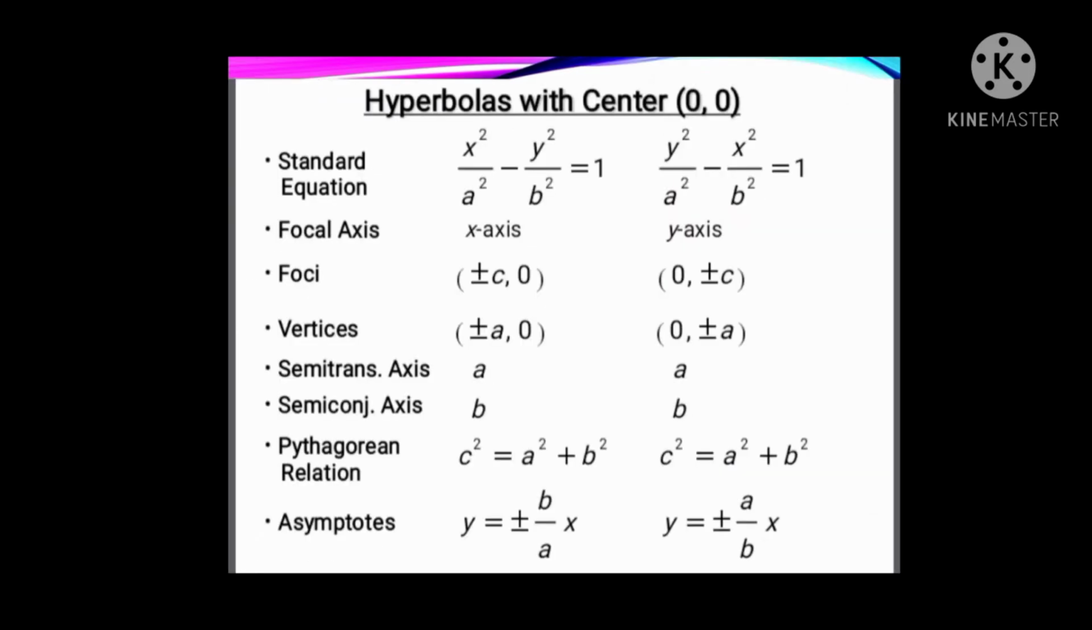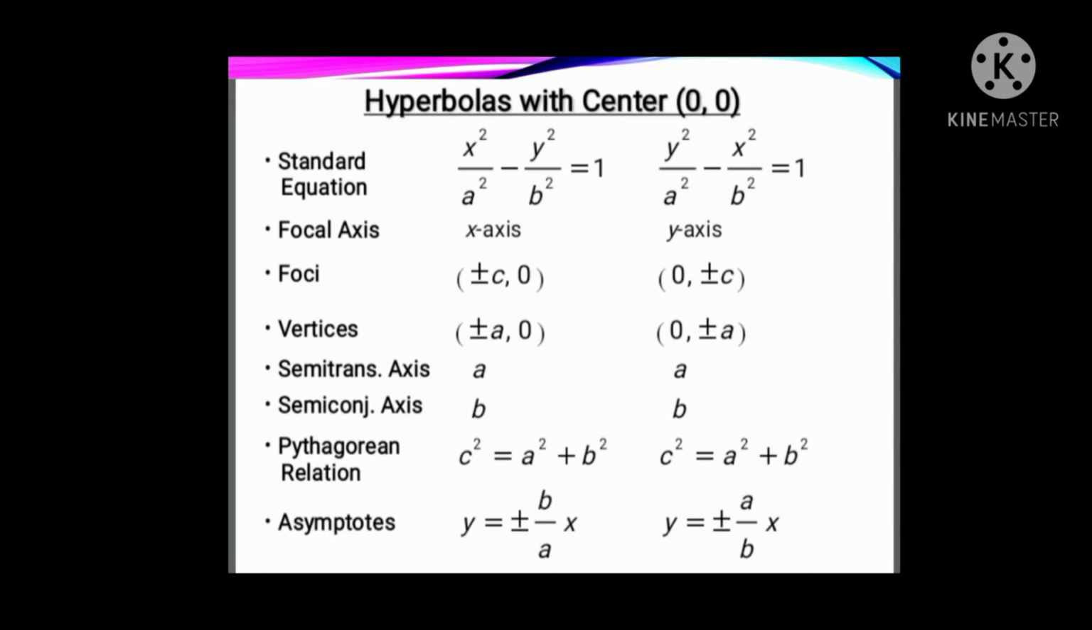Okay. So the standard form of the equation of a hyperbola with the center at 0, 0 and transverse axis on the x-axis is x squared over a squared minus y squared over b squared is equal to 1. That is for the x-axis. Then for the y-axis it is y squared over a squared minus x squared over b squared is equal to 1.